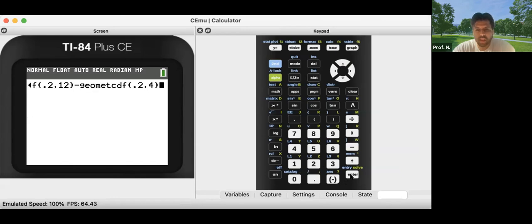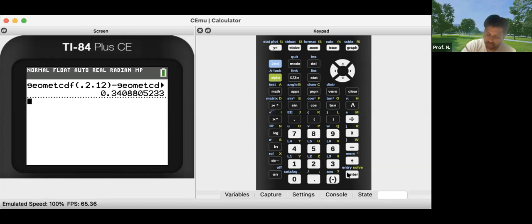So you see, I'm subtracting the PDF from 12 of when x equals 12 all the way down, and then getting rid of the values when x equals 4, 3, 2, 1. So that should give me everything in between 12 and 5, including 5. So then I get 0.34088 dot dot dot.